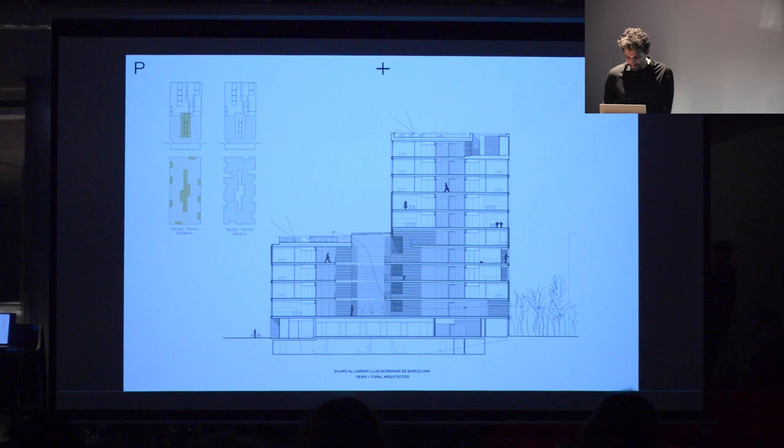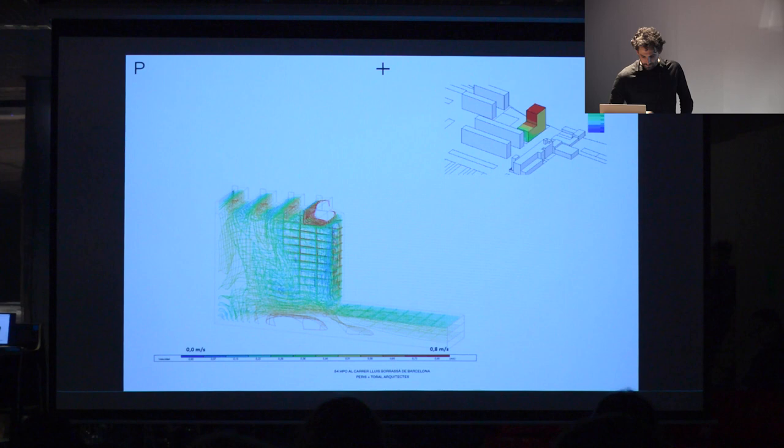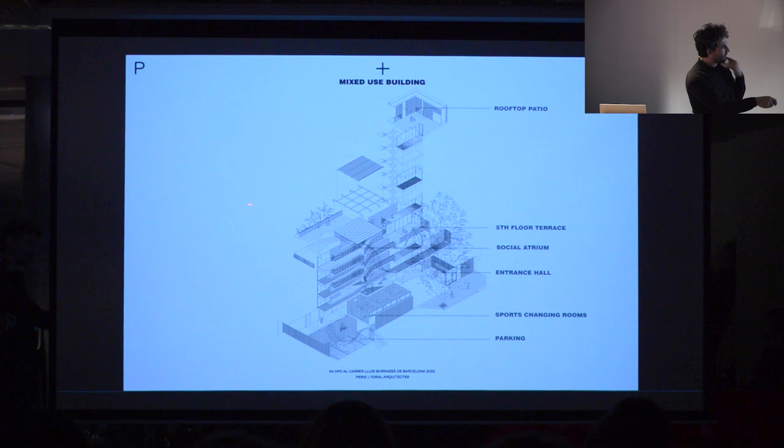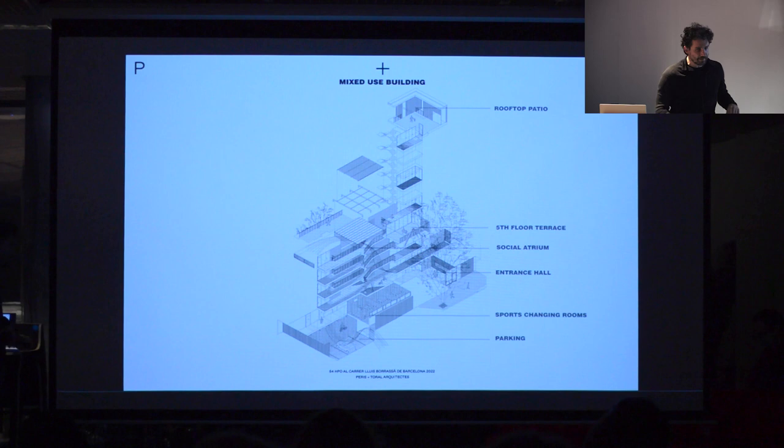So here more simulations. Here we see the most amount of sun, the radiation that we have, and how indeed this is like a huge mix, because in the ground floor we have a facility, a sport changing rooms, because there are some sport places here next to it. And also we have a parking that works independently from the building. So then we have to try to solve the parking with the natural ventilation, and the same with the changing rooms. And then every time that we can, we try to generate a social space.